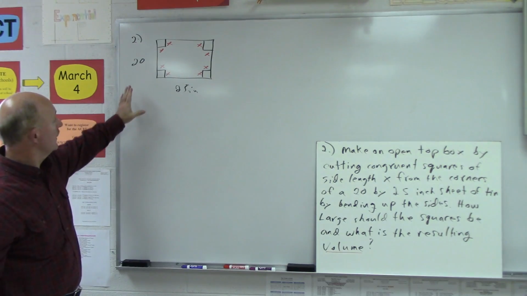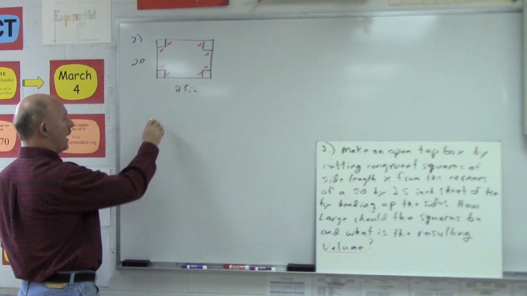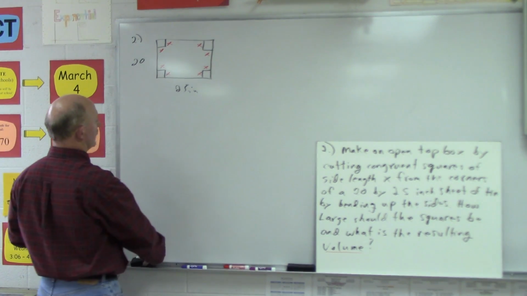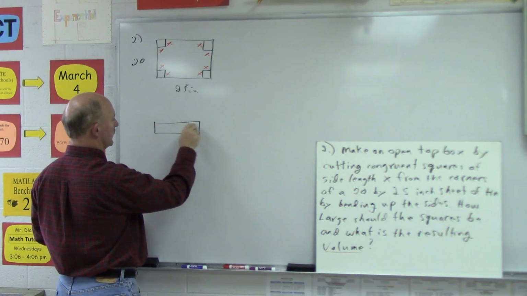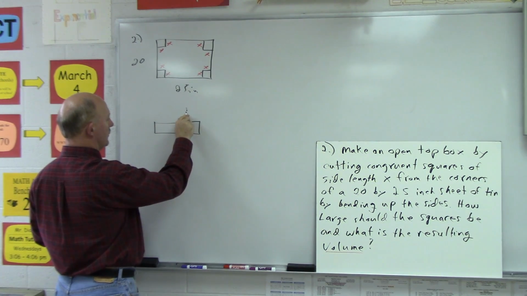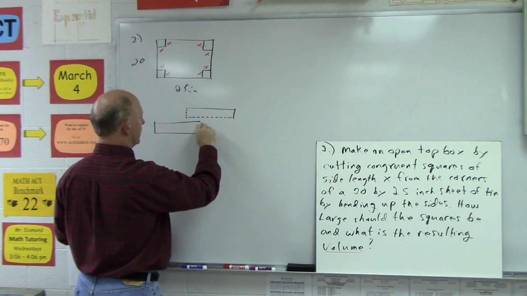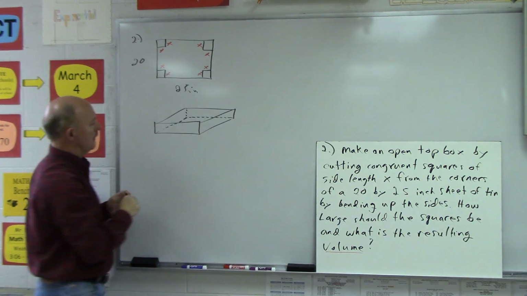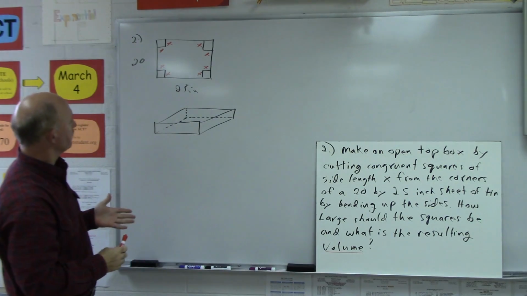Now, we're going to cut these corners out, and then we're going to bend up the sides to make an open top box. So the box will look sort of like this. If I can sketch it here, sort of like so. Okay, there we go. Now you notice when you bend up the sides.